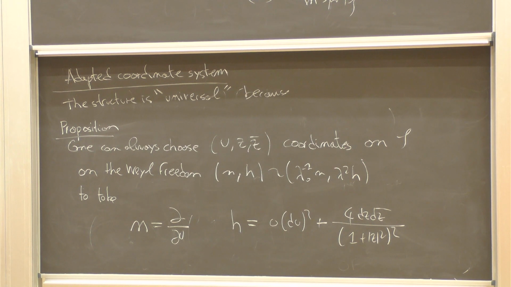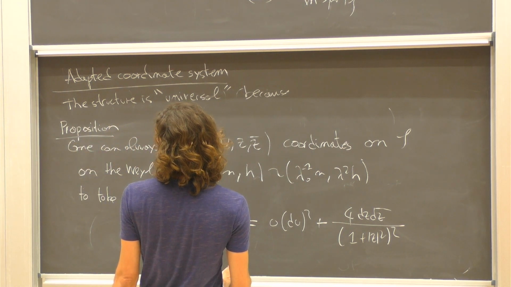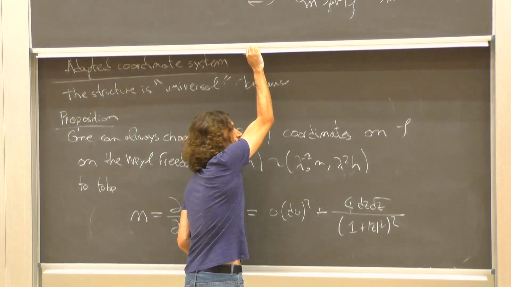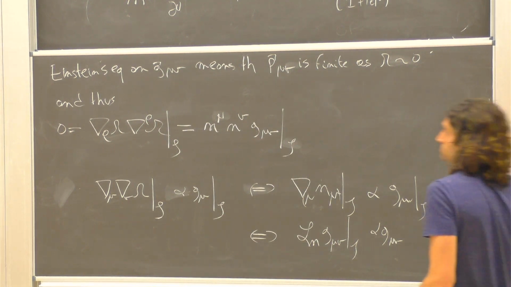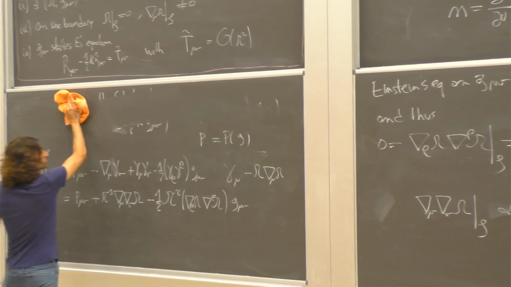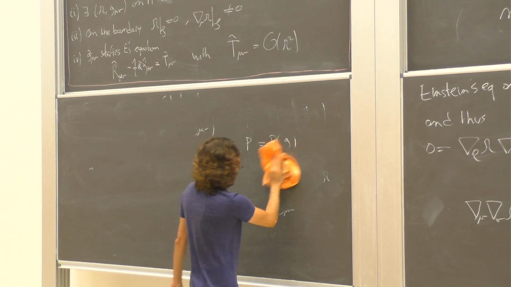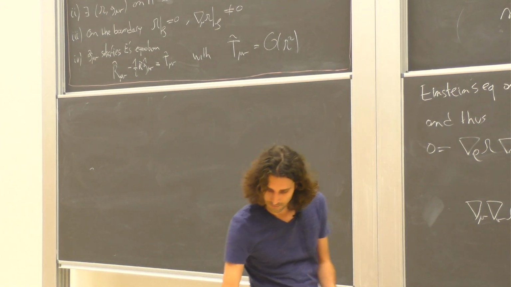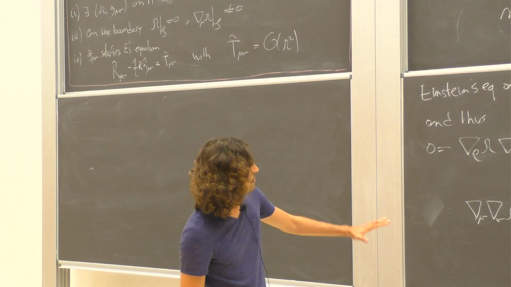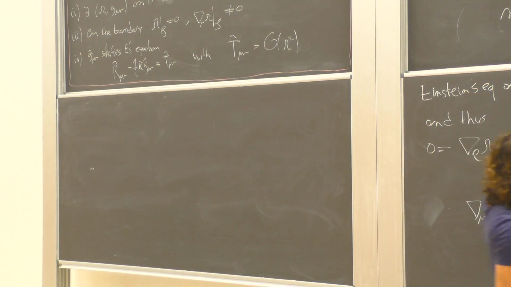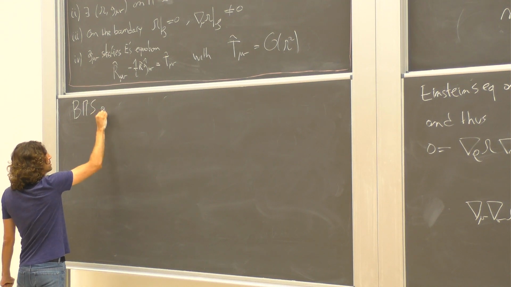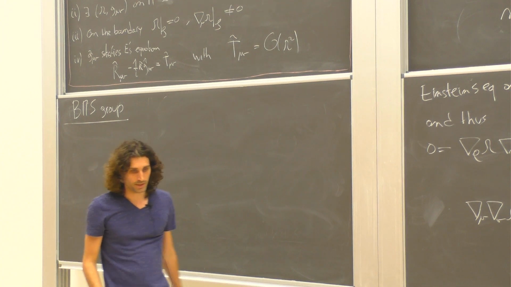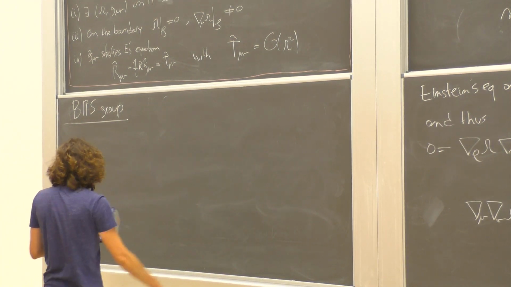Any question on this aspect? No? Good. So now from this we can obtain the BMS group. We have this structure at scri. It's universal in the sense that whatever crazy spacetimes you want to consider, it's always going to be the same. So we can look for the group of symmetry, the group of automorphisms of this. And this turns out to be precisely the group of symmetry that we like, the BMS group. So now I'm working in this adapted coordinate system.